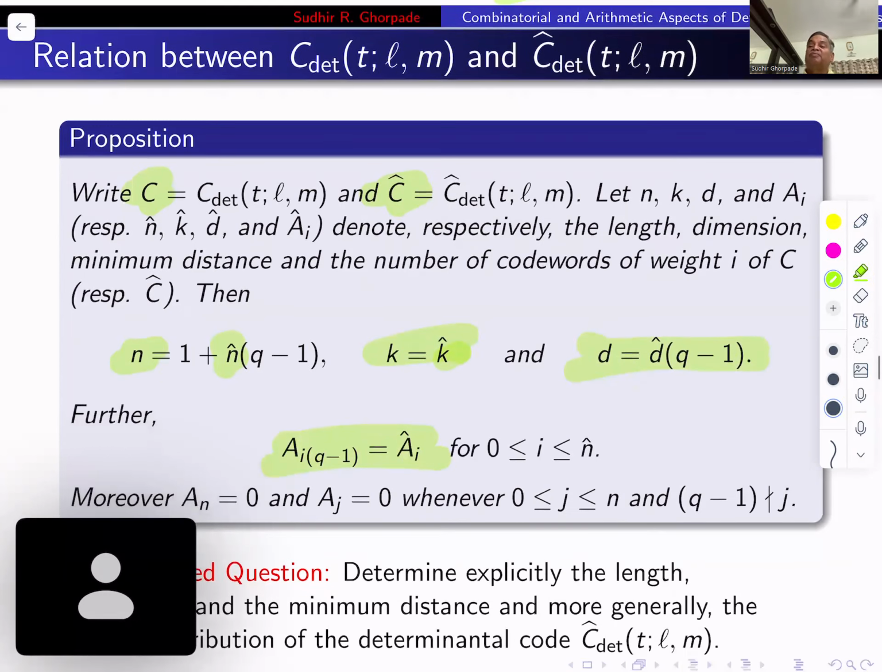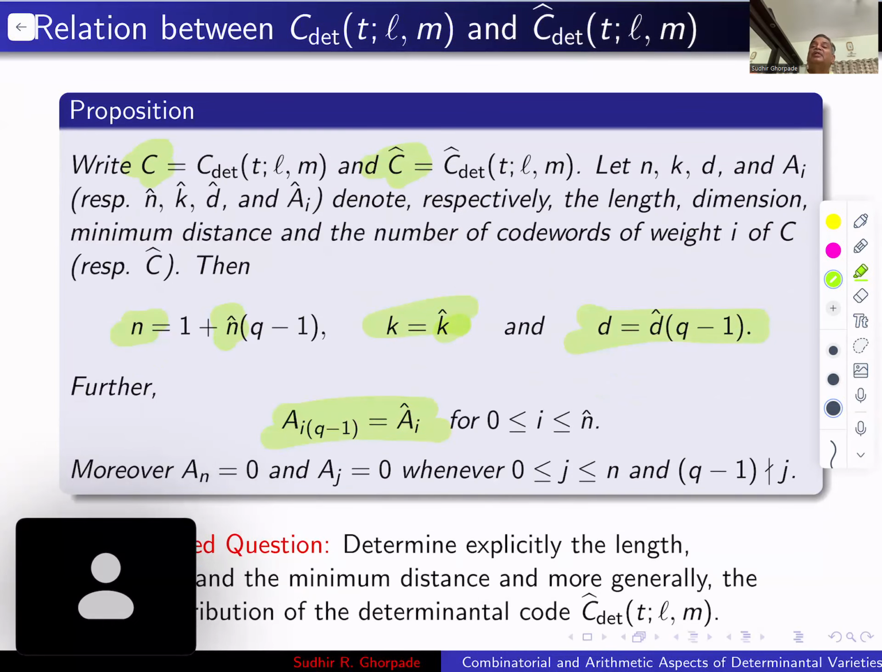So in other words, if you want to really determine something, what happens is that in this C det there is some repetition, because two matrices have the same rank if they differ just by a non-zero scalar multiple. Okay, and so the spectra for this C will only live in subscripts which are divisible by q minus 1, and there it corresponds to the spectra of A hat, whereas otherwise it's 0. If J is not divisible by q minus 1, then AJ is 0.